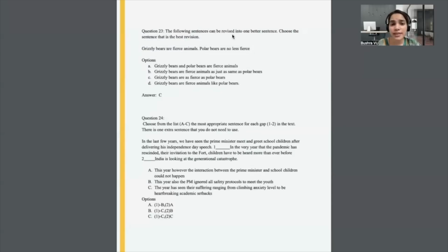The following sentences can be revised into one better sentence. So all of these can be revised into a better sentence. Grizzly bears are fierce animals. Polar bears are known as fierce. Grizzly bears and polar bears are fierce animals. Grizzly bears are fierce animals just the same as polar bears? No. Grizzly bears are as fierce as polar bears? Yes, perfect. Grizzly bears are fierce animals like polar bears. So out of both of these options, the best suited option is C. That's why we're going to go for C.